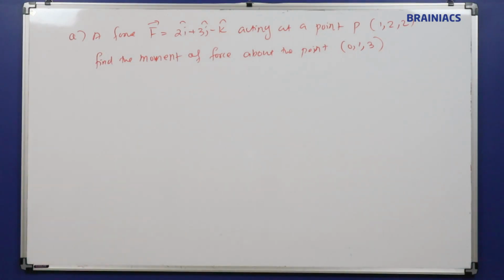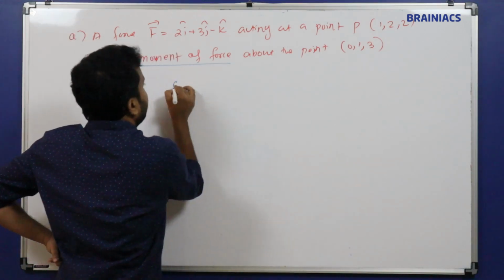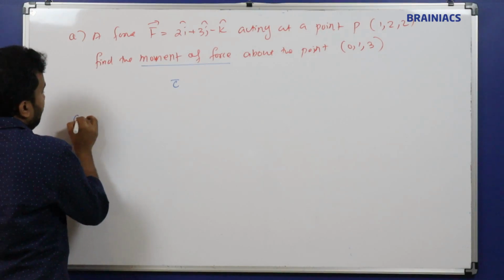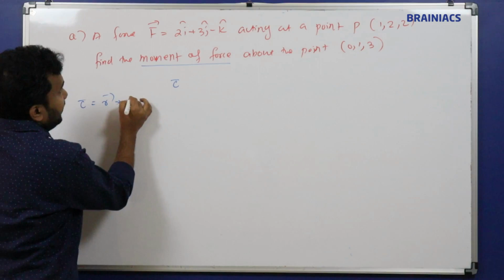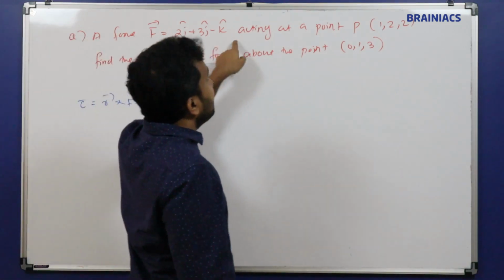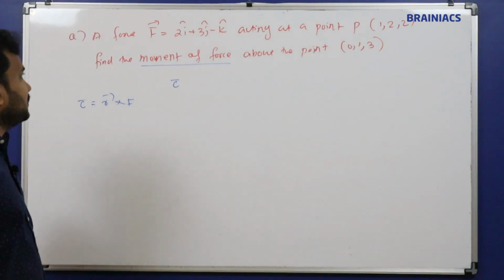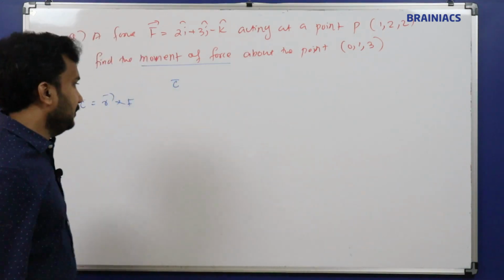Okay, so we'll answer this one. Moment of force is nothing but called torque. So we know torque is equal to r cross F. F is given, but r we want to calculate. This force is acting at the point P. Find the moment of force with respect to this point.